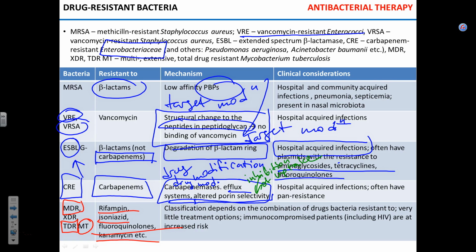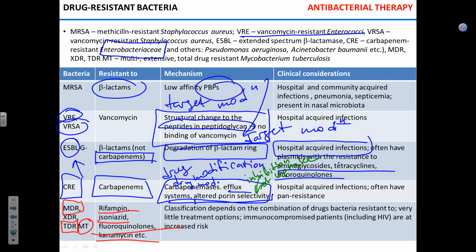TDR, the totally drug-resistant mycobacteria, is extremely hard to treat, and treatment options are limited. I think what they do, they combine various therapies. It's a long-term, high-dosage therapy, so the patient doesn't feel happy about it.